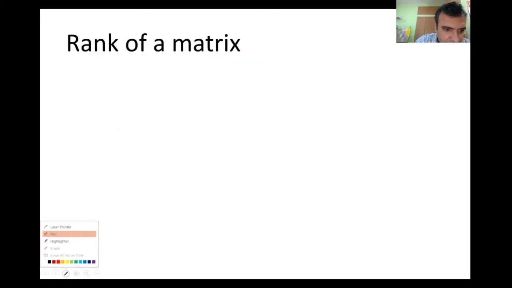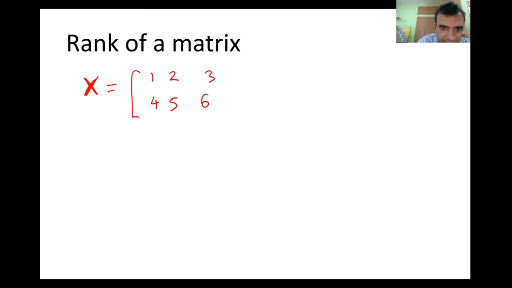To take this concept of invertibility further, there's something called the rank of a matrix. The rank of a matrix is the maximum number of columns or rows that are linearly independent of each other. To give you an example, let's say you have a matrix of size 2 cross 3, and this matrix is 1, 2, 3, and then 4, 5, 6. So this belongs to R to the power 2 by 3.